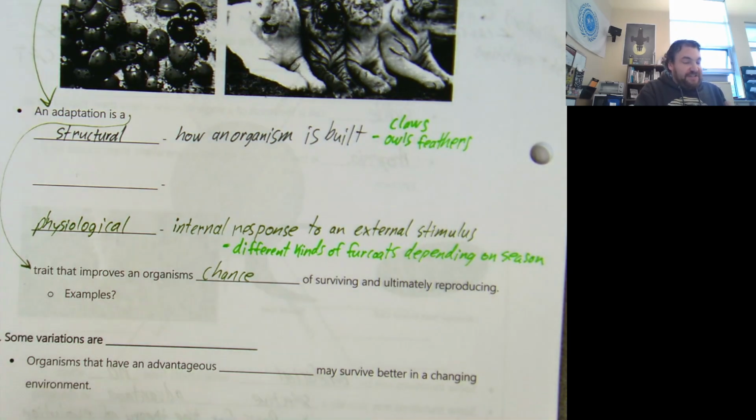So we got structural, we got physiological. There is one more class of adaptation. Someone give me another example that does not fit into either of these two, and maybe we'll find the one that does. Like what?